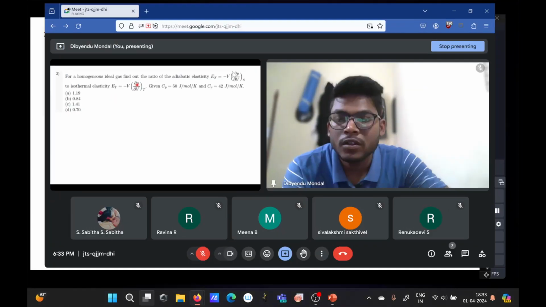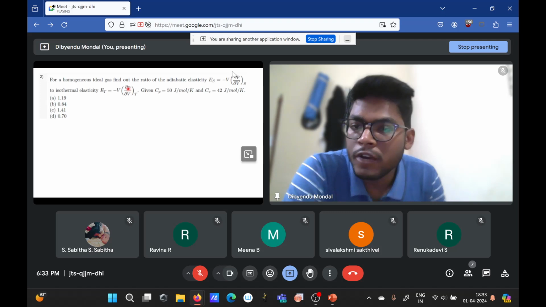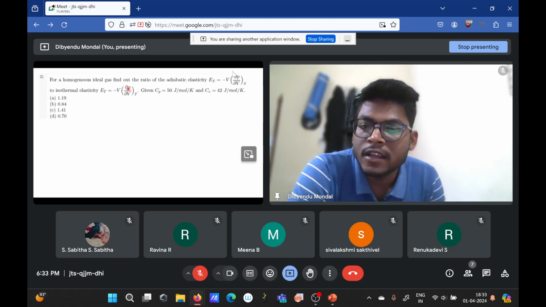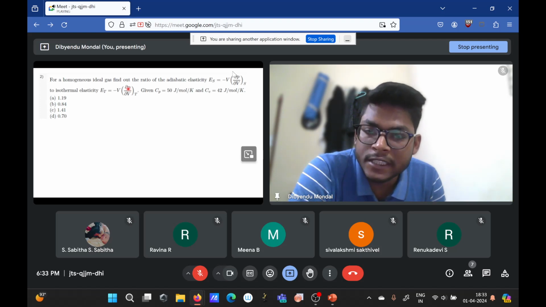Okay. So this question says, for a homogeneous ideal gas, find out the ratio of adiabatic elasticity ES, which is defined as minus V del P at constant S.